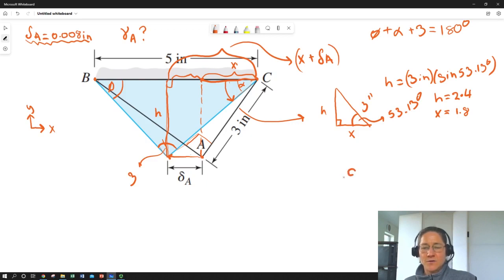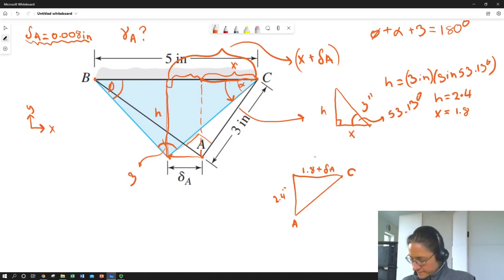So now we have vertex C going to A. We've still got 2.4 inches on this side, and now we have 1.8 plus 0.008. Make sure I have this right. So we have 1.808 inches on that side. We know that's a right angle. So we can basically find our angle alpha in our new triangle as arctan of 2.4 divided by 1.808. So it's going to be a little bit smaller than it was before.